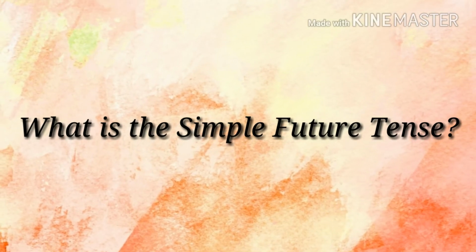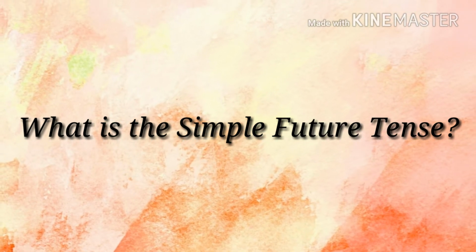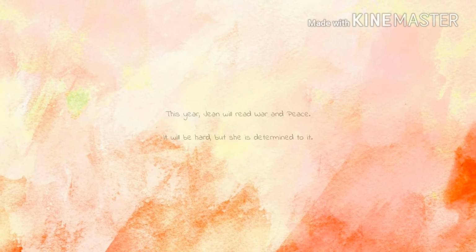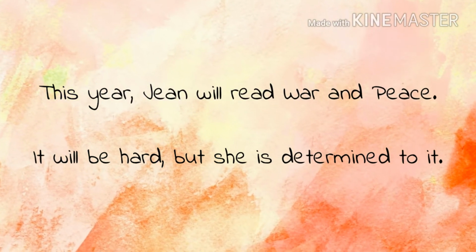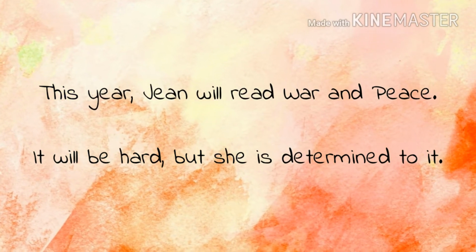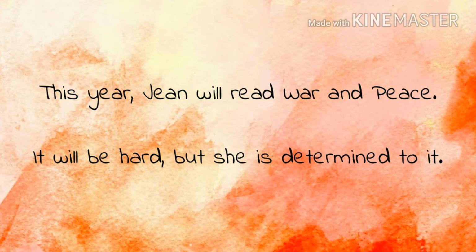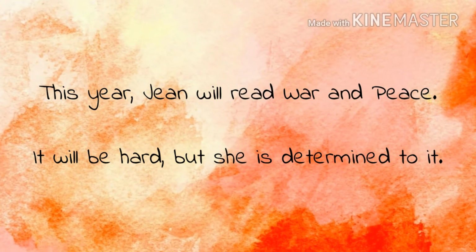The simple future is a verb tense that is used to talk about things that have not happened yet. Let's see the example. This year, Jan will read War and Peace. It will be hard, but she's determined to do it.